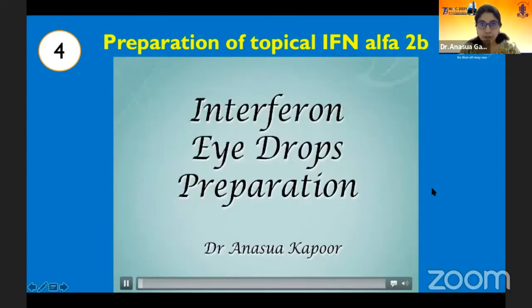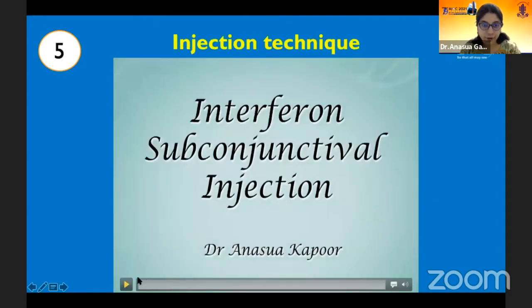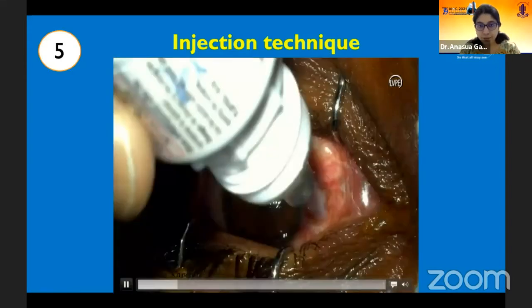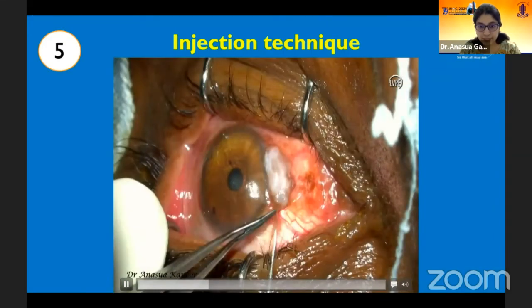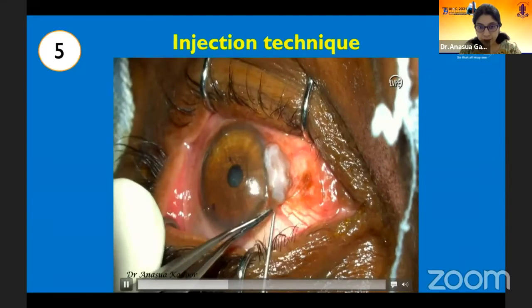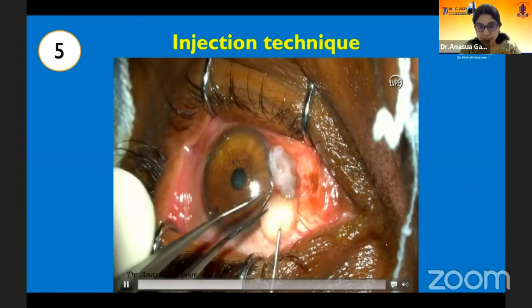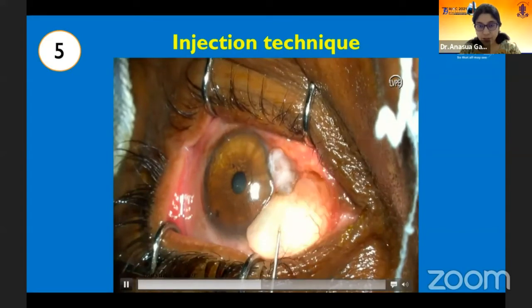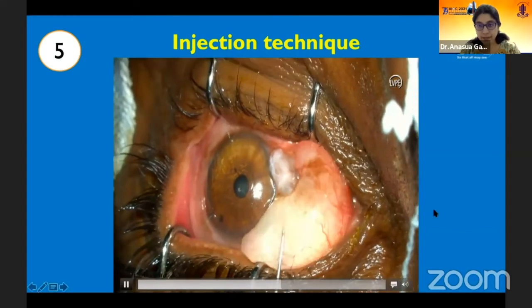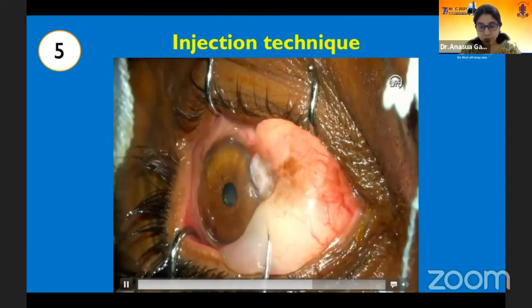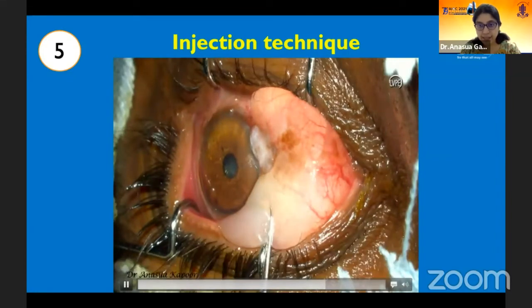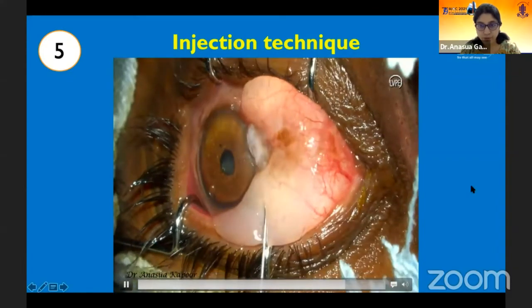So next, moving on to the injection technique for interferon. How do we inject? This is done under topical anesthesia. A drop of proparacaine is being instilled. You can see the lesion there. So the pre-filled syringe is being injected subconjunctivally without touching the tumor. And you can see this bleb nicely raising all around. We need to take care that we do not go through a vessel, then there will be subconjunctival hemorrhage in the post-op period.